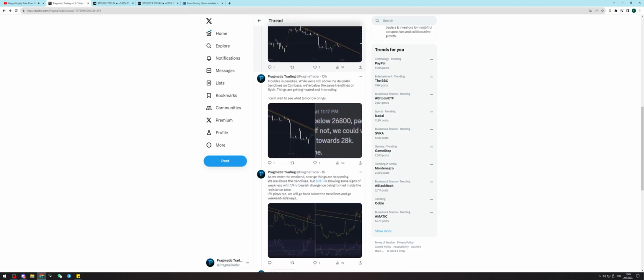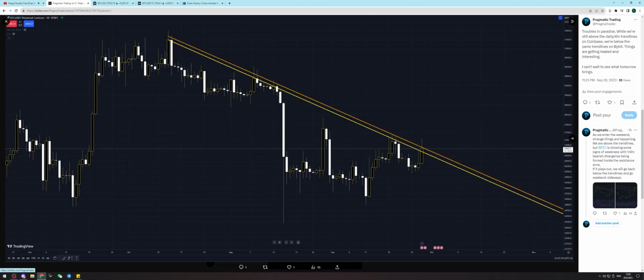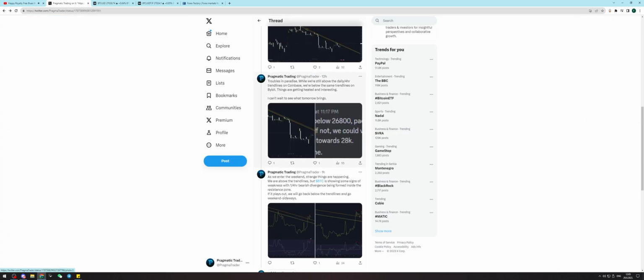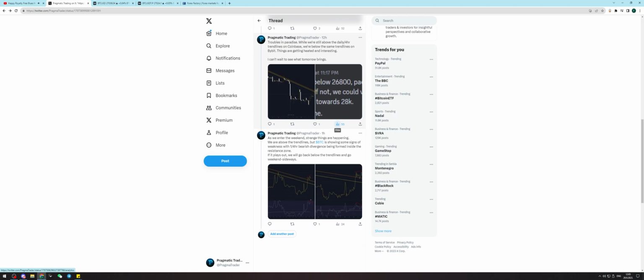Let's go down. What else do we have? Troubles in paradise? Yeah, this is what I was talking about. On Bybit, the candle struggled to close above the trend lines, while on Coinbase it closed above the trend lines. Now, this is very important for this analysis.